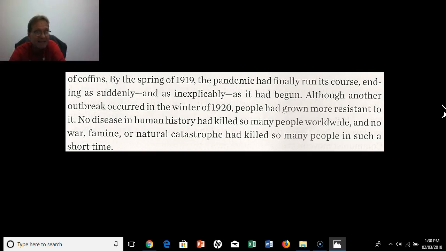And by the spring of 1919, the pandemic had finally run its course, ending as suddenly and as inexplicably as it had begun. Although another outbreak occurred in the winter of 1920, people had grown more resistant to it, and no disease in human history had killed so many people worldwide, and no war, famine, or natural catastrophe had killed so many people in such a short period of time.